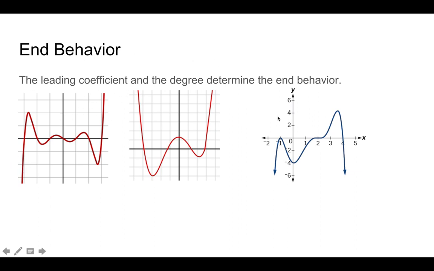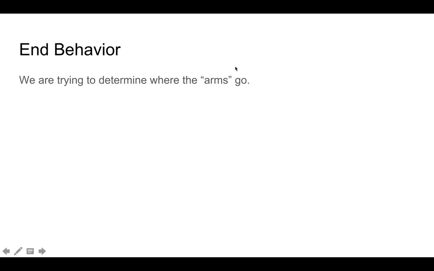Do they point up? Do they point down? And so forth. So together, leading coefficient together with the degree determines what kind of picture we're going to have. Like here, in this middle one, both arms go up. In this third one, both arms go down. In this first one, the left one goes down, and the right one goes up. Okay, so that's what our goal was, determining where the arms go.